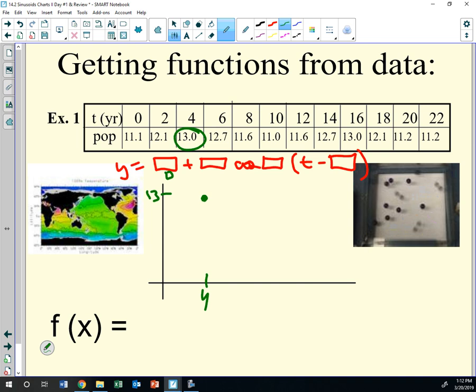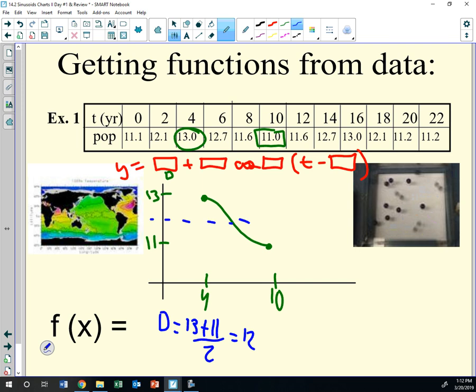There's going to be a high. What's the next low after that? What's the low population? 11. Okay, so then that's going to be down here at 11, and that happens at year 10. Now, if you sketch it, it's part of one, but it's not a complete loop, which we'll get back to. So D is the high plus the low over 2. So that's just going to be 12, right? There's your D, which is 12.